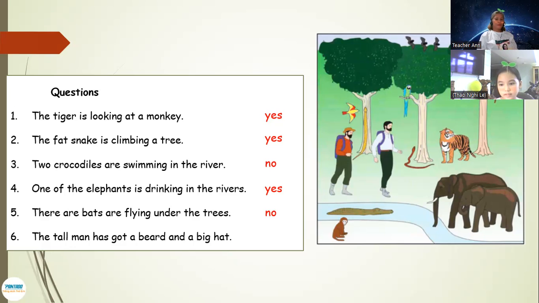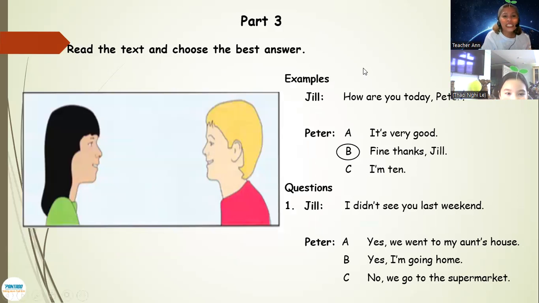Number six. The tall man has got a beard and a big hat. Yes, the tall man has got a beard. Do you know what a beard is? The beard is here. The hair. It's the beard. We call it beard, not the mustache. The mustache is here. Very good.